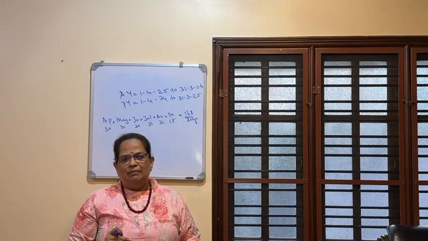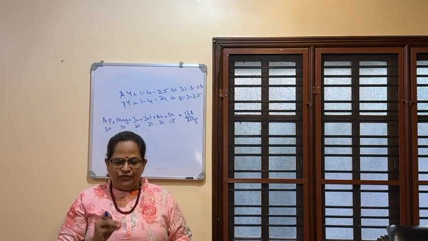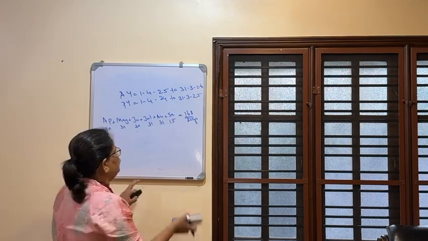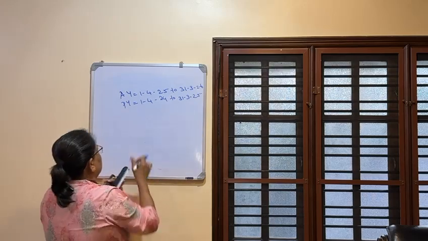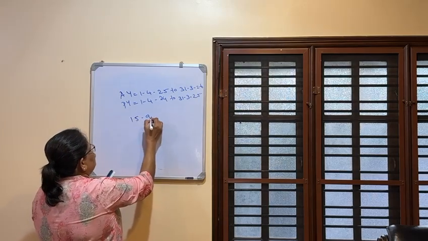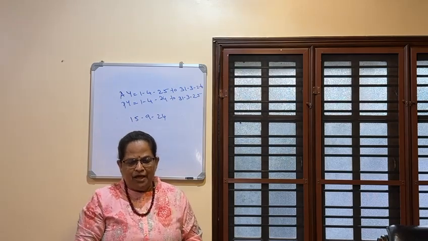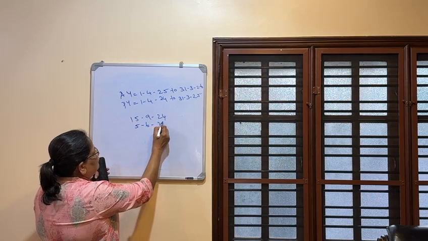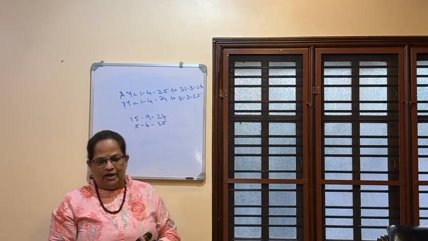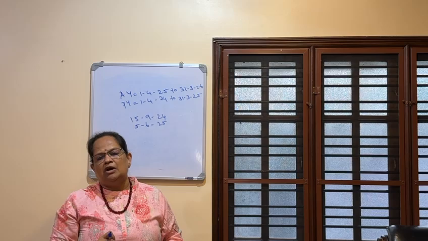Now the last problem, Mr. B, a citizen of India, went to Germany for the first time on 15/9/24, and he returned to India on 5/6/25. During his stay in Germany, he maintained his residential house in India.